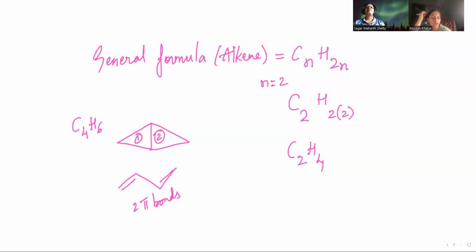Do I need to only remember alkane, alkene, and alkyne, or do I need to remember the other two? The fourth one is, of course, the aromatic hydrocarbon. That's the one you actually need to understand.